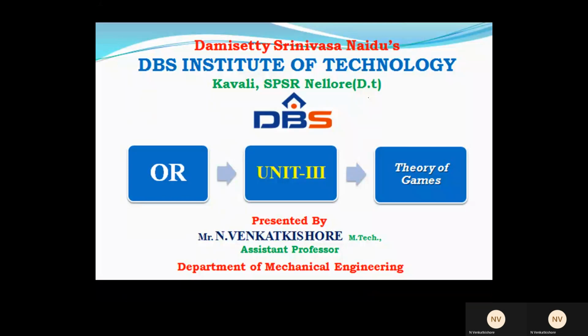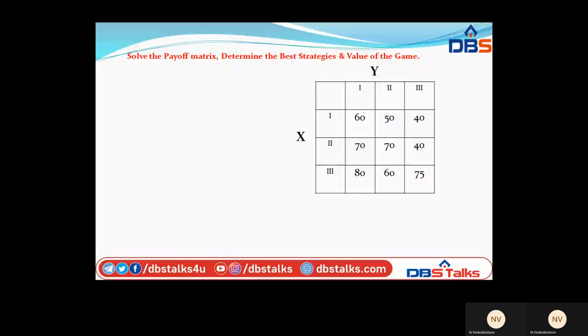So what is the question now? Solve the payoff matrix and determine the best strategies and the value of the game. So firstly, what do we need to do? Find the minimax and maximin. Before going for the maximin and minimax, what do we need to find out? The row minimum and the column maximum. Before going further, we need to write the question.